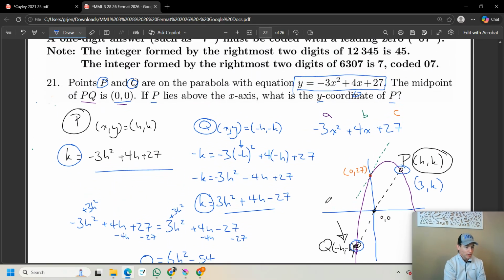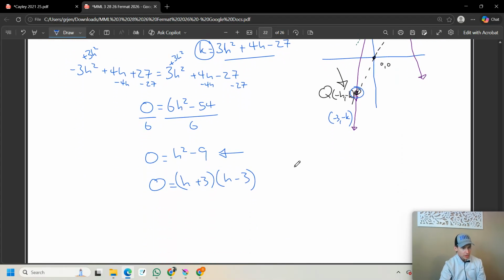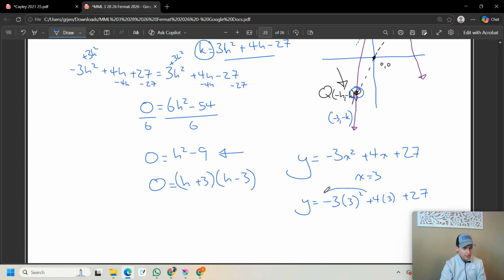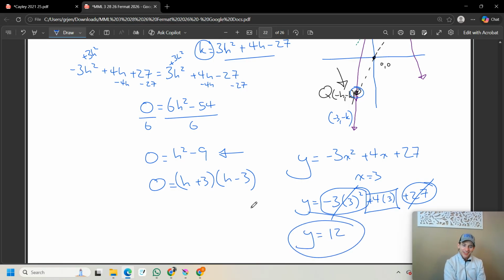That's what they want. They want to know the y coordinate of P. So all we need to do is write down y equals negative 3x squared plus 4x plus 27, and then set x equal to 3. Okay, so y is equal to negative 3 times 3 squared plus 4 times 3 plus 27. Wouldn't you know it, this is negative 27, this is positive 27. They cancel. And 4 times 3, in my experience, always equals 12. And 12 is the correct answer. It's pretty, isn't it?